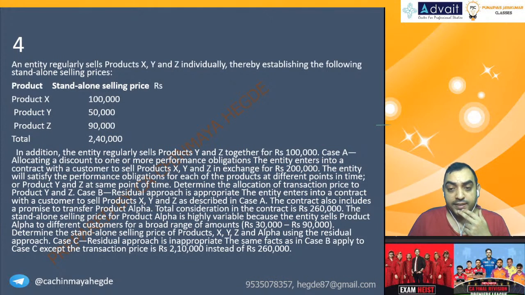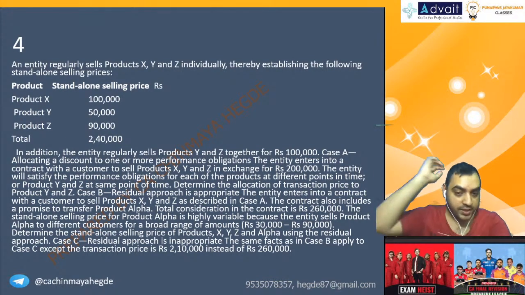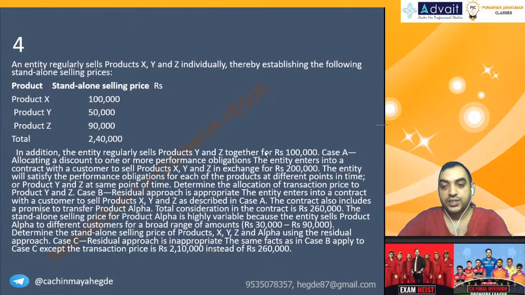Case B, the entity enters into a contract with a customer to sell X, Y, Z as described in the case. The contract also includes a promise to transfer product alpha. One more product is there. Total consideration is 2,60,000. The standalone selling price of product alpha is highly variable. We don't know the number because the entity sells the product in a different range, amounts 30 to 90,000. Determine the standalone selling price of products X, Y, Z and alpha using the residual approach. Case C, same facts apply except the transaction price is 2,10,000 instead of 2,60,000.